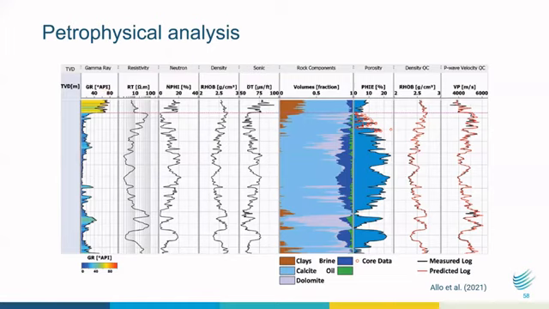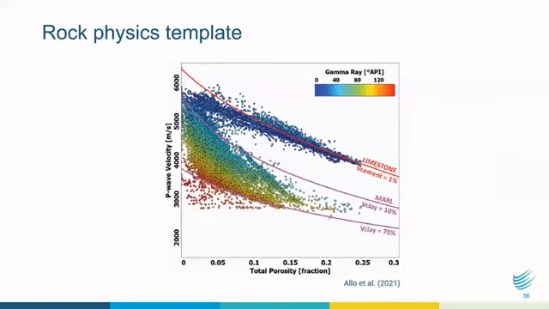And based on these logs, we were able to compute volume fractions of the rock components and porosity using multilinear regression. You can see these two curves here, and you can also see the density and p-wave logs on the far right. So they have identified the clays, calcite, dolomite, brine, and oil in this plot.